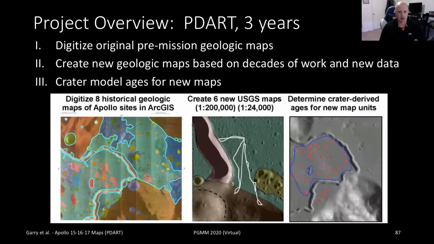So this is a year two review of a 3-year PDART to update the maps of the Apollo 15, 16, and 17 landing sites. It's a 3-part project. The first part is to digitize the original pre-mission geologic maps, kind of the way they were talking about restoring some of the other maps for Mars and the Moon. Then create 6 new geologic maps based on decades of work and new data, and then update the crater model ages for each new map.